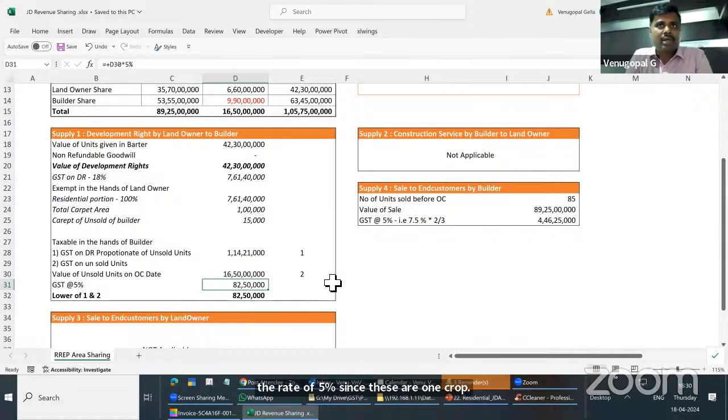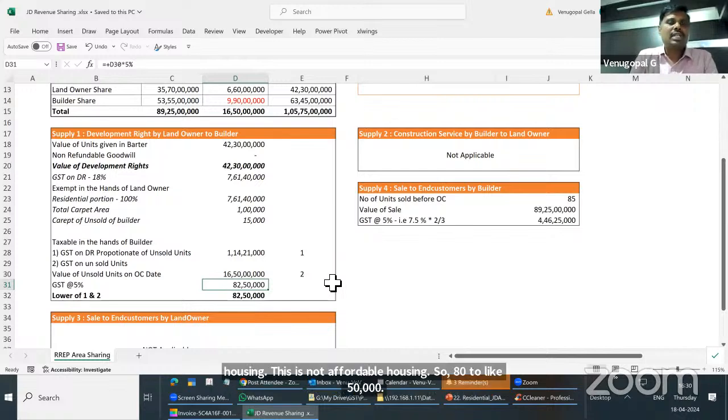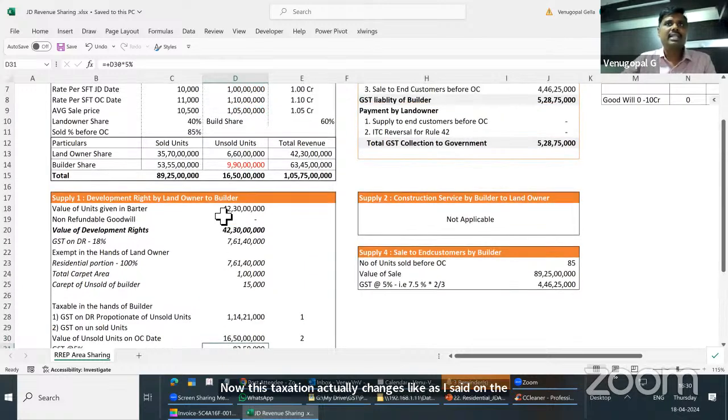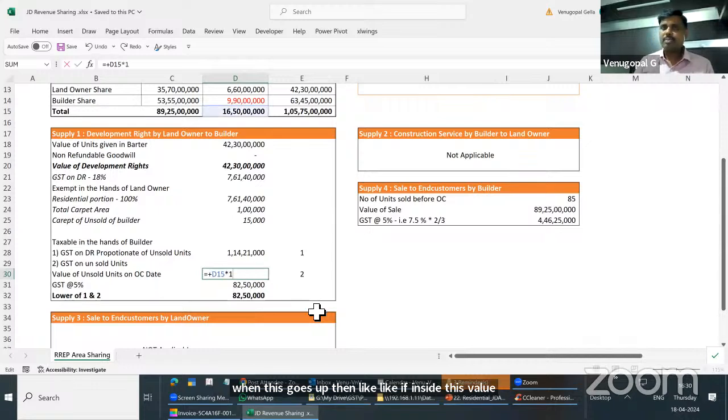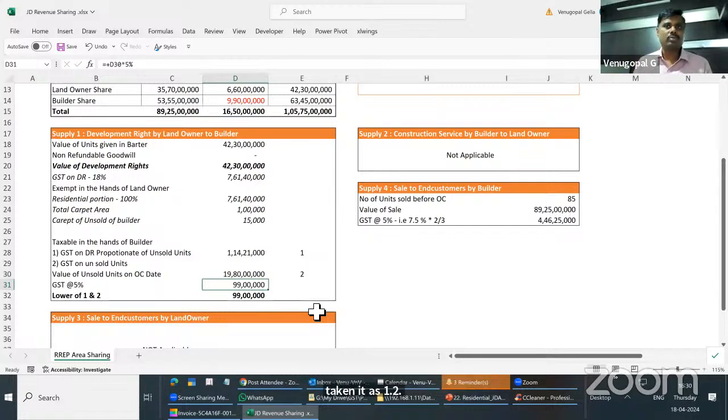This is not affordable housing. So 82 lakh 50,000. Now this taxation actually changes, as I said, on the OC date. On the OC date, the value will be 25-30% up. Then when this goes up, instead of this value of unsold units, if I have taken it as 1.25, you can see it is 1 crore, right? So this value goes up automatically. So whichever is the minimum is what the builder has to pay.